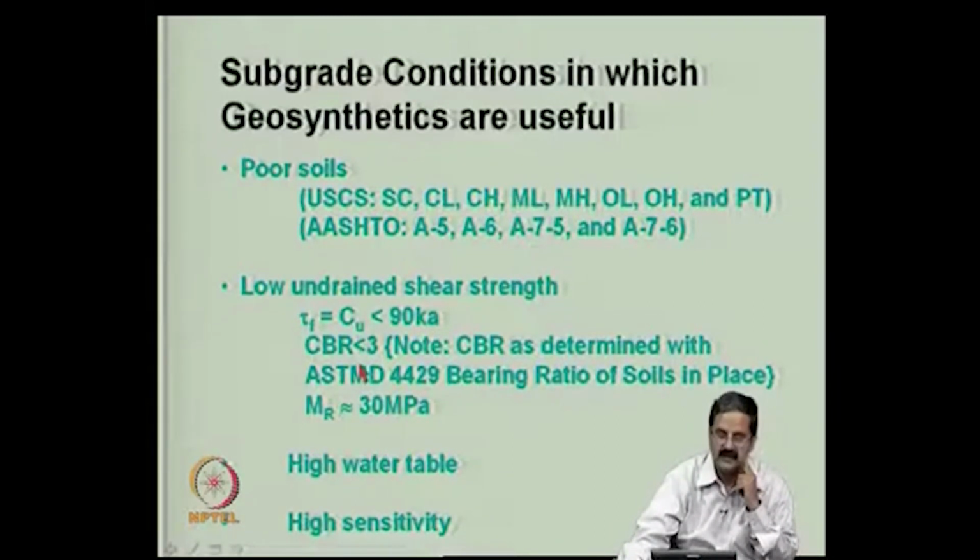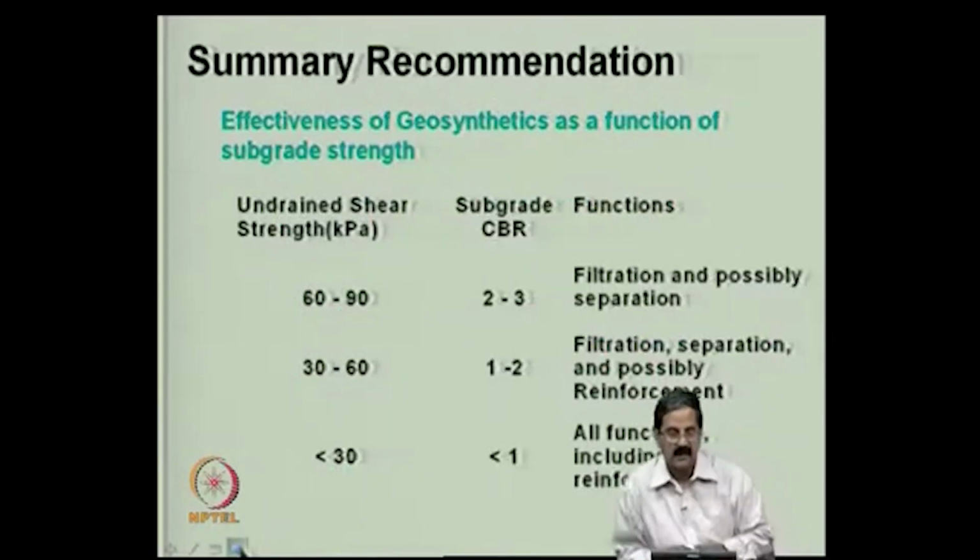Actually, I want to give a simple correlation here, which is available in the literature. 1% CBR is equal to 30 kPa roughly, okay. And the resilient modulus is another term that we have; if it is close to 30 MPa, it is also quite useful. And in high water table areas also they are helpful, because of the drainage and all that. Then high sensitivity is also, where the sensitivity of soils is quite high, they are helpful.